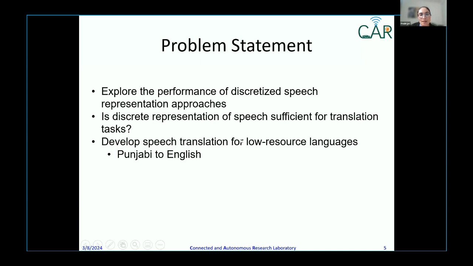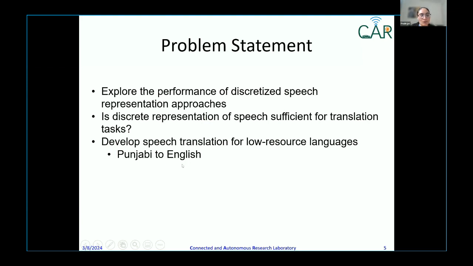We wanted to understand if we just give a discrete representation of the input speech, is that sufficient to learn the translation? So we developed a model and we tested that model on a low resource language called Punjabi, and we built a translation model from Punjabi to English.